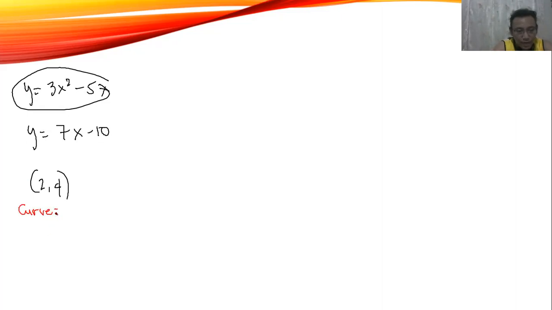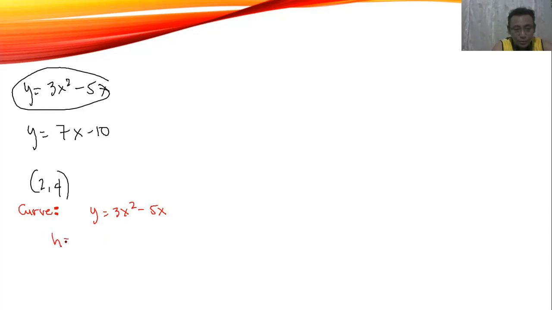To graph for the curve line, we have y is equal to 3x squared minus 5x. It is important to solve for the vertex, kasi makikita natin yung graph nung equation talaga.